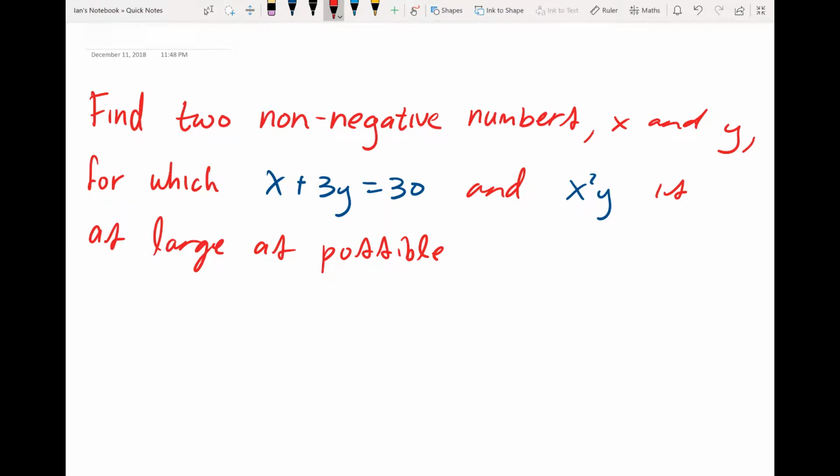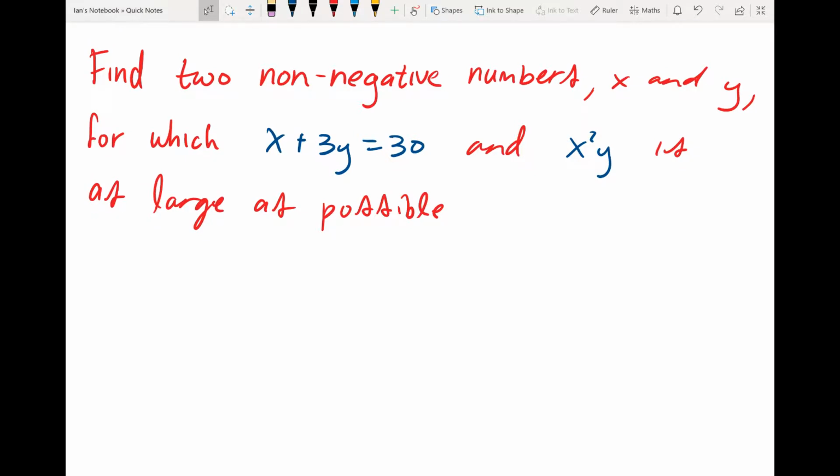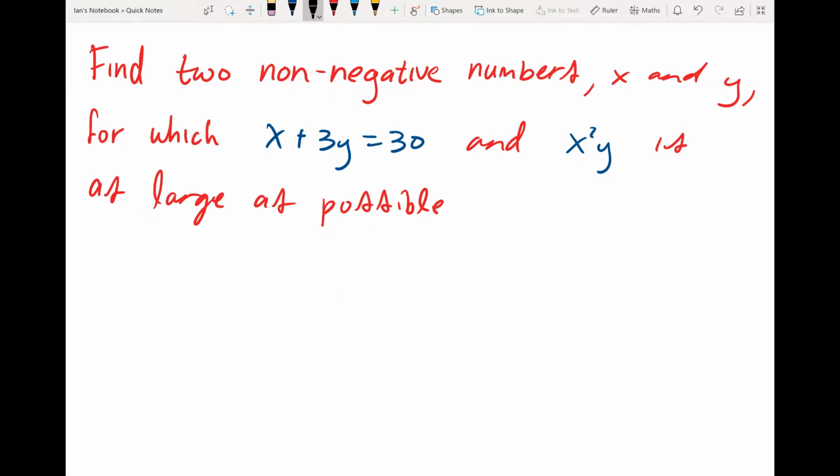All right, so the question here says to find two non-negative numbers, x and y, for which x plus 3y is equal to 30 and x squared times y is as large as possible. So there are a few ways to look at this, but what this essentially comes down to is an optimization problem that doesn't have the usual context, like find the area of this shape and things like that.